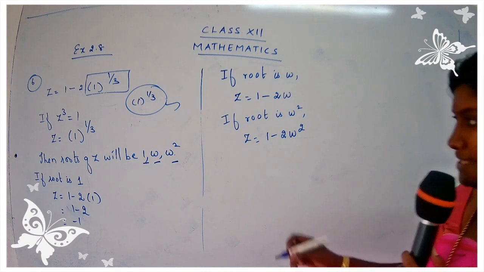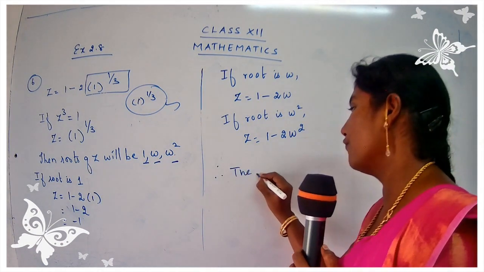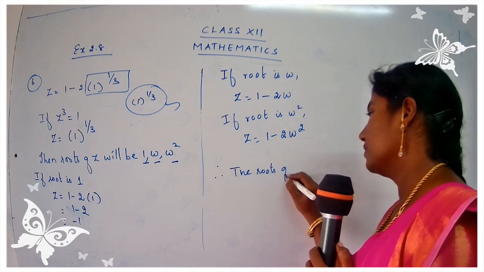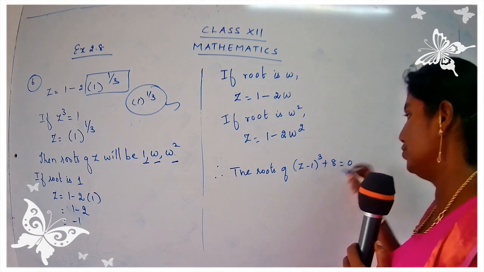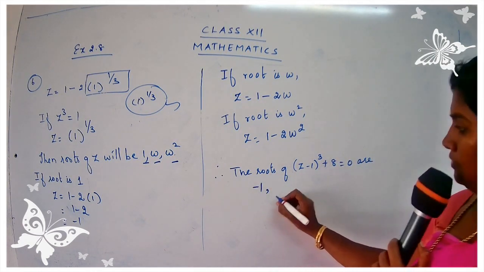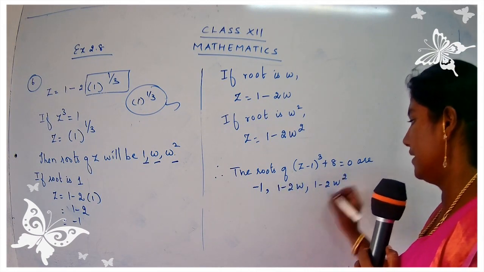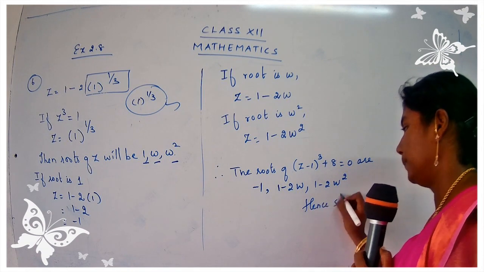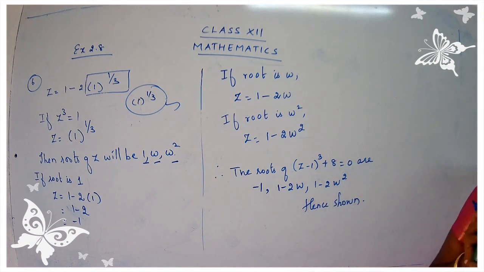Let's write the final statement. Therefore, the roots of (z minus 1) the whole cube plus 8 is equal to 0 are minus 1, 1 minus 2 omega, 1 minus 2 omega square. Hence, shown. So we have found the answer. Yes, children? Very simple thing.